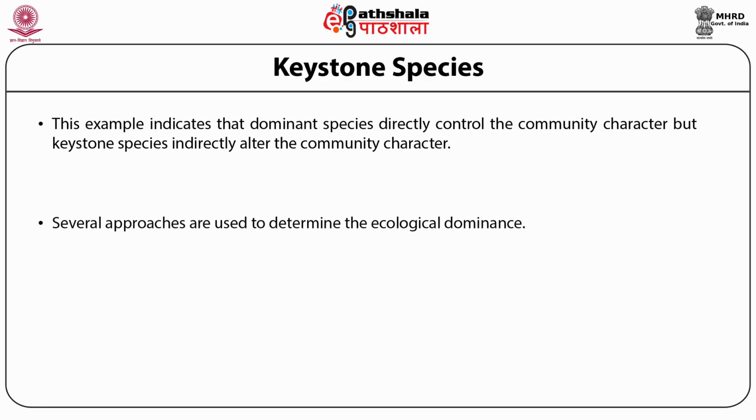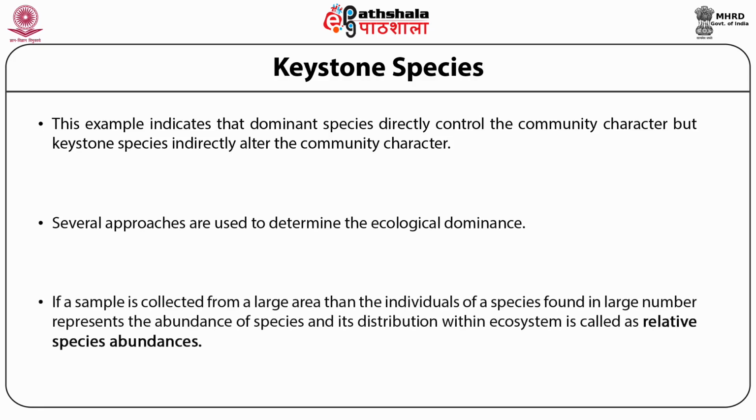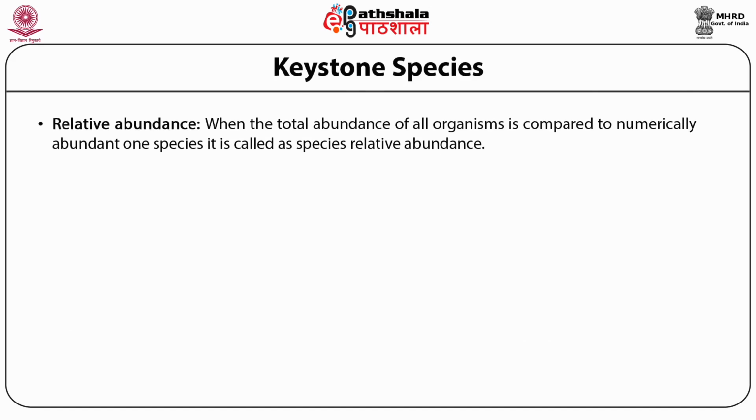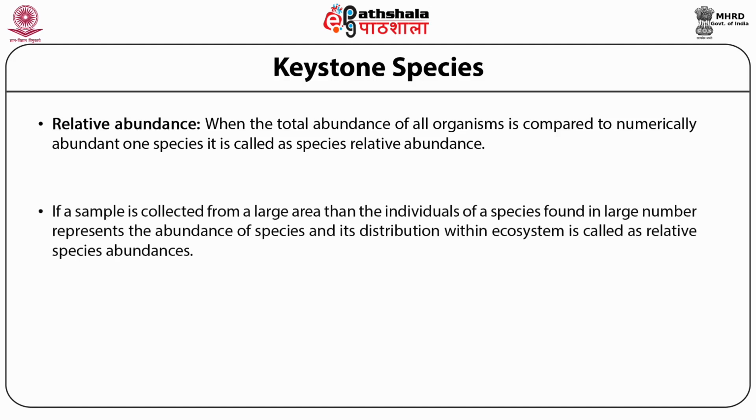Several approaches are used to determine the ecological dominance. Relative abundance: if a sample is collected from a large area, then the individuals of a species found in large number represent the abundance of the species, and its distribution within the ecosystem is called relative species abundance. When the total abundance of all organisms is compared to the numerically abundant one species, it is called species relative abundance.